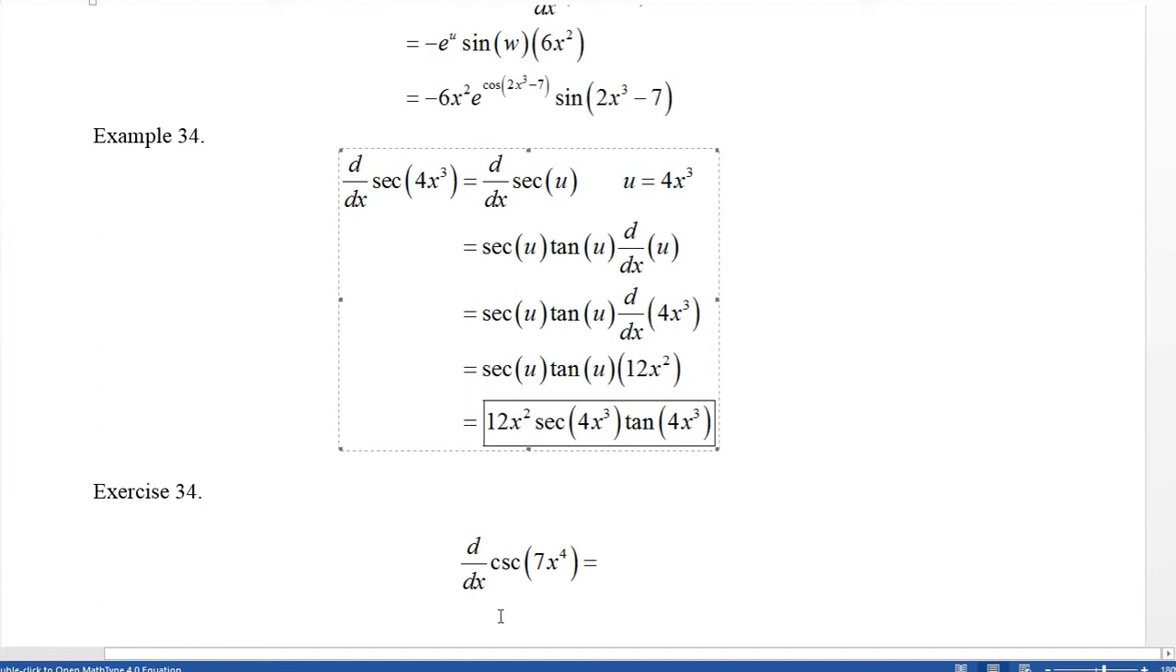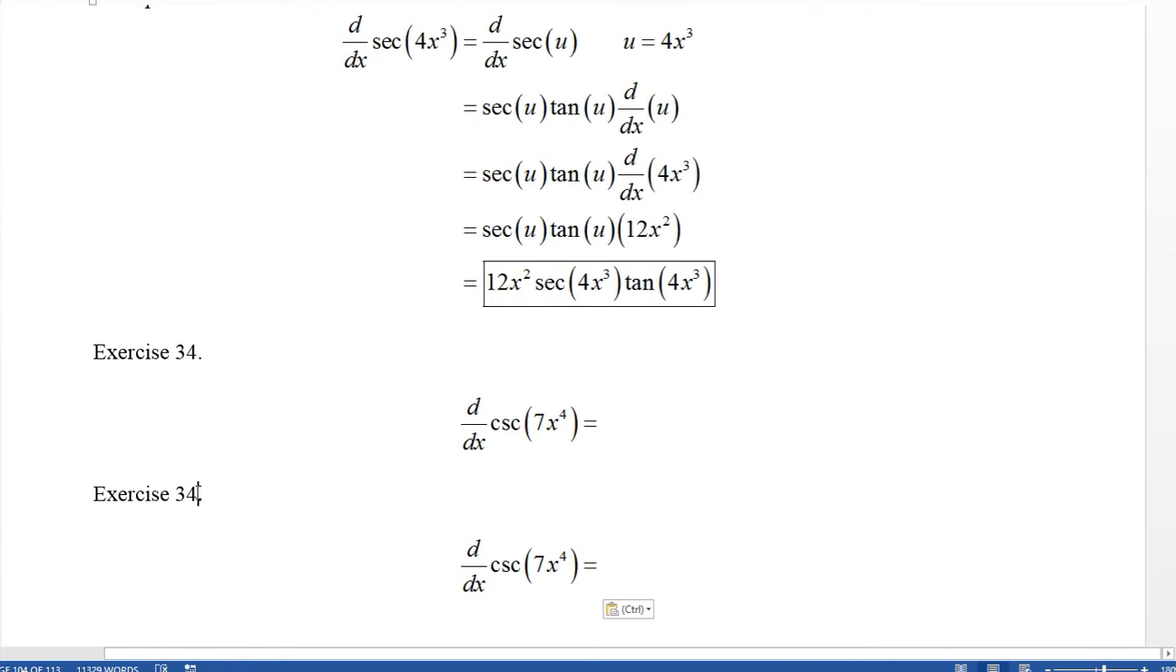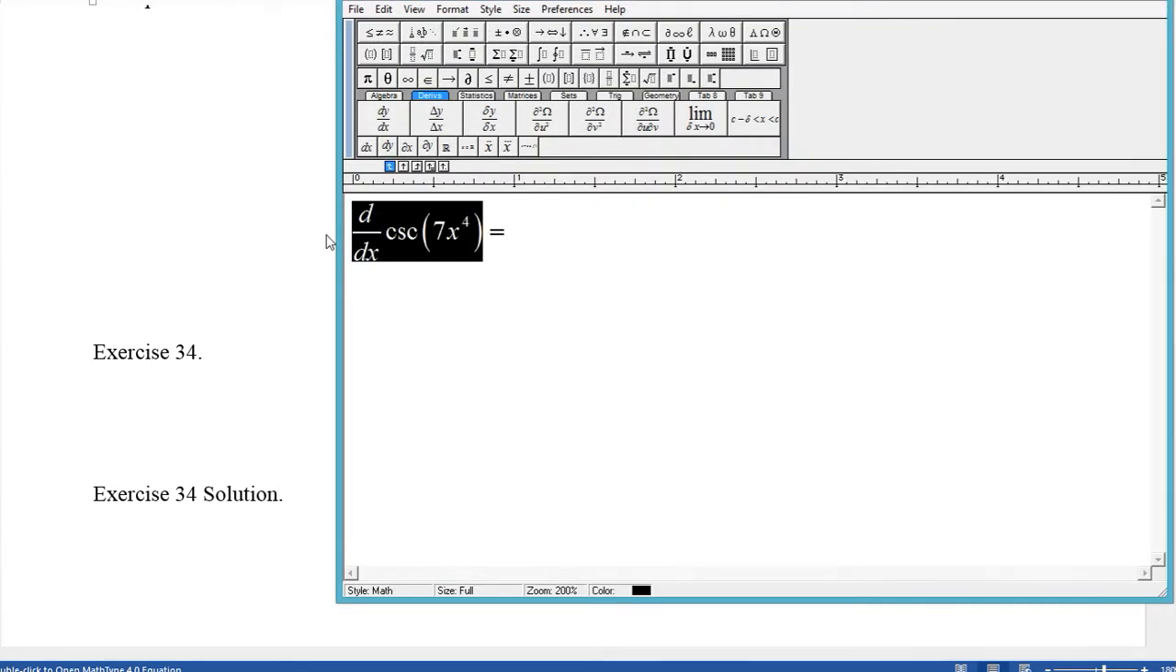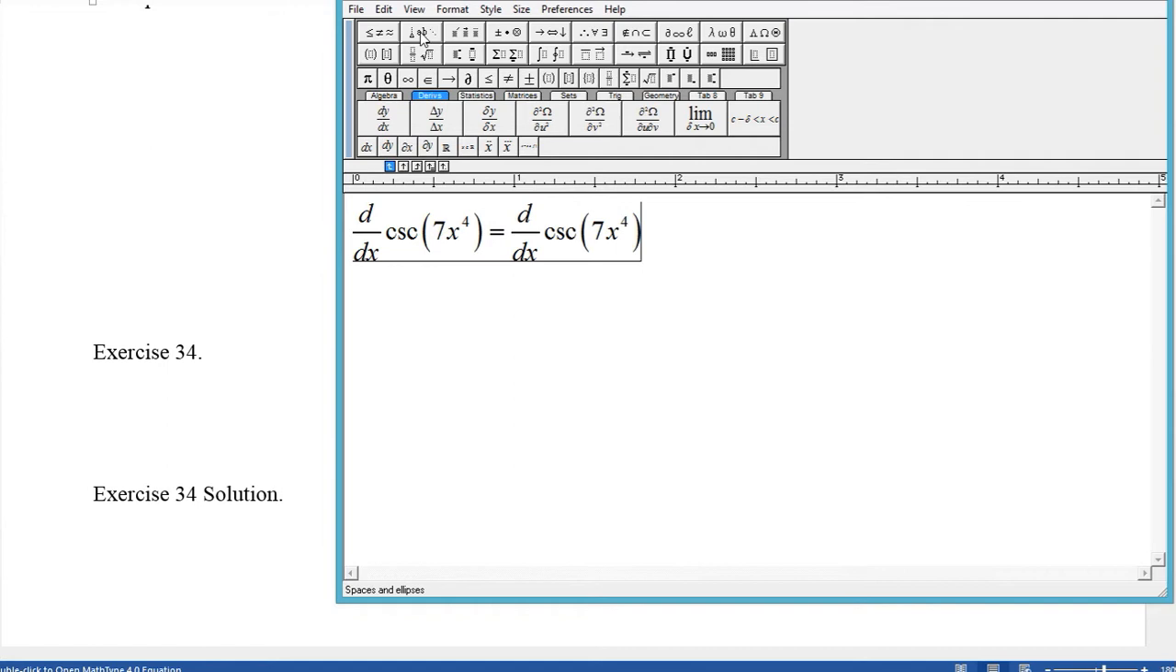All right, how about the derivative of the cosecant of 7x to the 4th? See if you can go ahead and work this one out now. Press pause and work this one out. Okay, so now we're back. We want to look at this, and so we have this derivative here, and we make our substitution. I'll typically use the letter u, but it could be something else. We'll let the u be this here, so that this part right here becomes u.